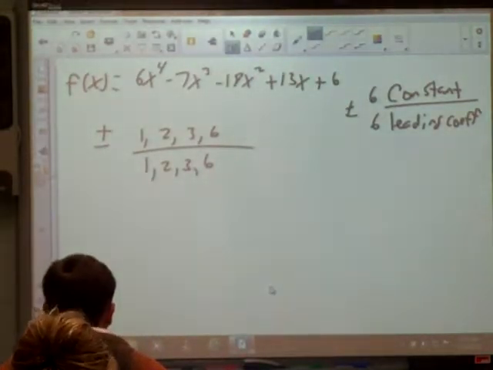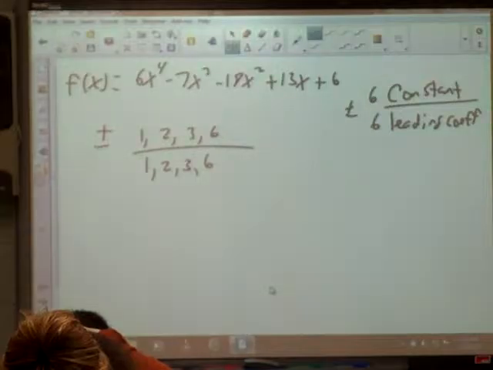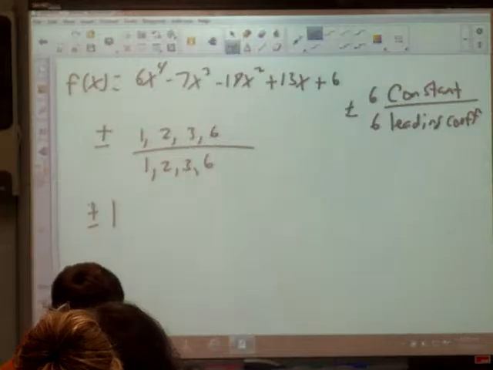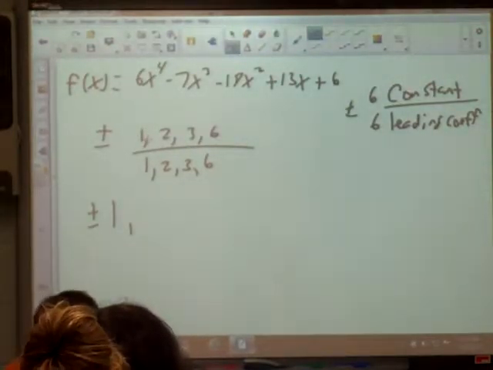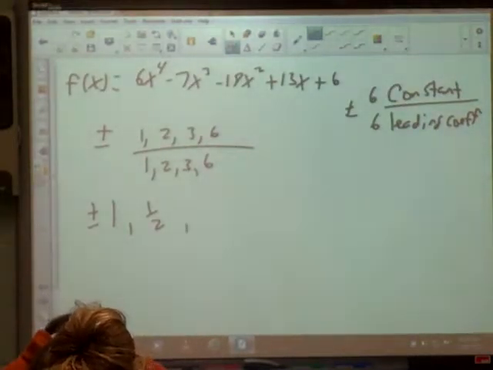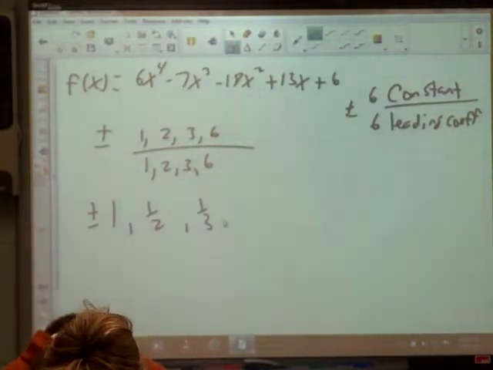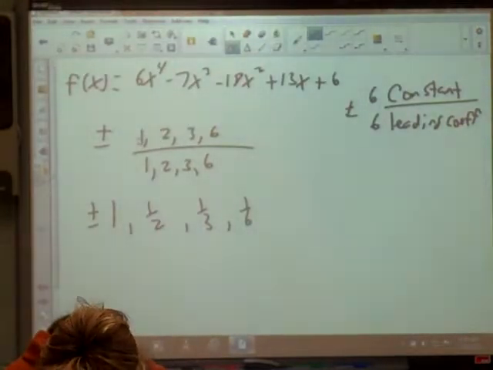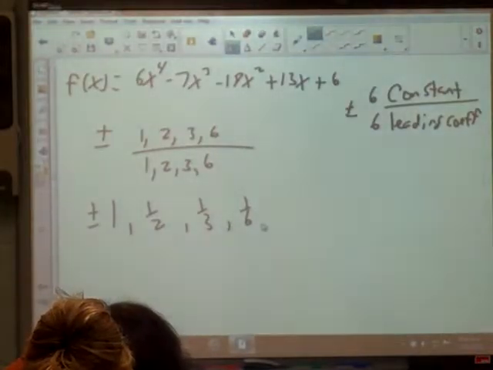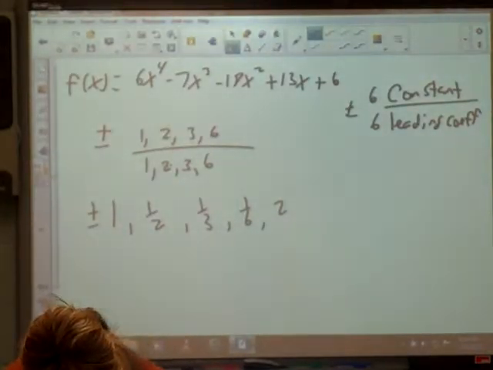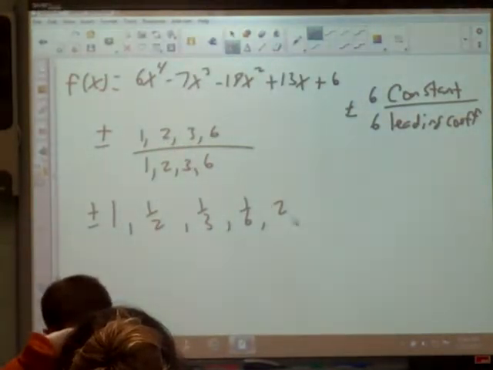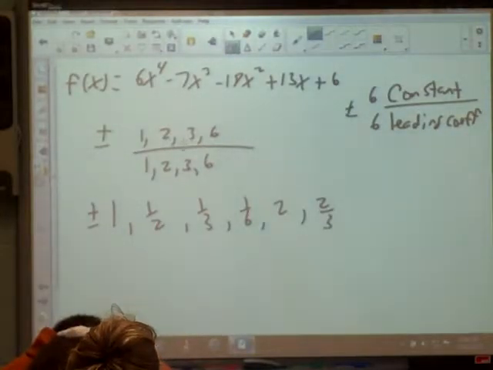But what you have to do with that now is list all the different possibilities that can come from that. Like, you could have 1 over 1, so 1 is a possible zero. Then I could have 1/2. Then I could have 1/3. Then I could have 1/6. Okay, I've used the 1 on the top on all of them, so I'm going to go to the 2 now. 2 over 1, I'm going to have 2. Okay, the 2 over 2 I already have, right? Because that's 1, so I don't have to write it again. 2 over 3, and then 2 over 6.